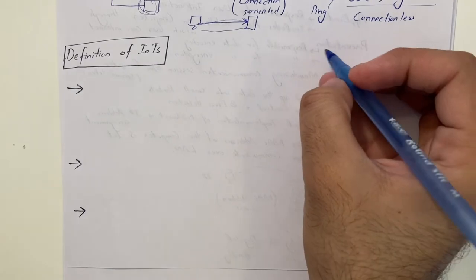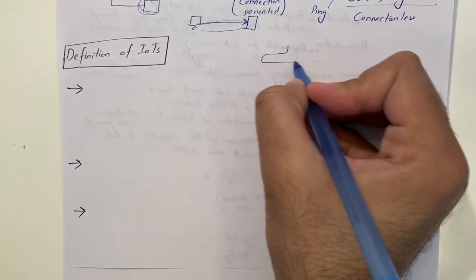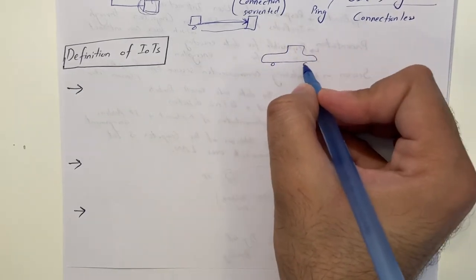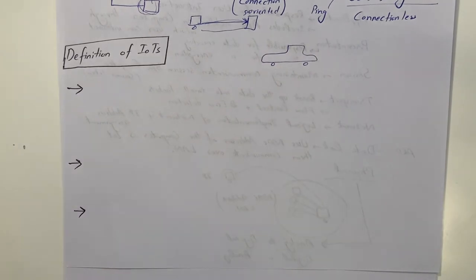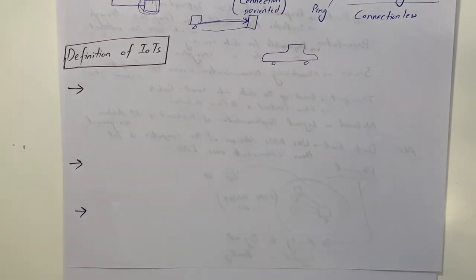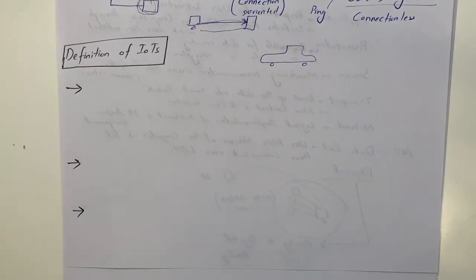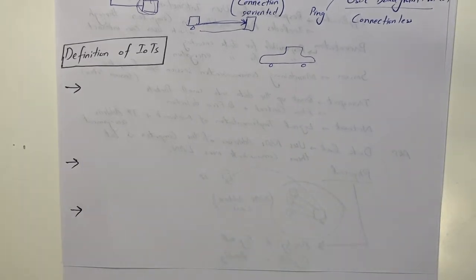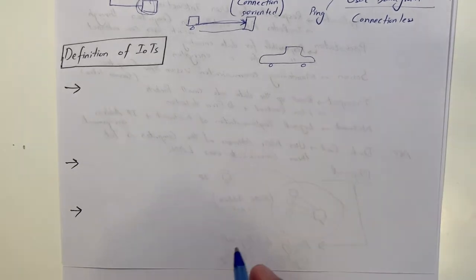Let's say, for example, this is your car. I have uploaded a very good video, and I will also paste a link to the video in the description. Please do watch the video to have a better idea about IoTs. I'm just giving you one example. There are many, many different applications of IoTs. So let's say this is your car.